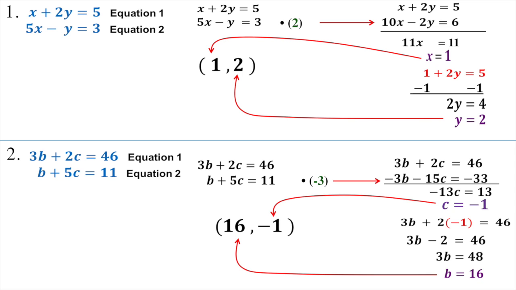Okay, check your answers here. Alright, now on these, we wanted to eliminate our y, so we multiplied the bottom equation, this equation number 2, by a multiple of 2. And that allowed me to eliminate my y's. Okay, so you should be pretty good on this at this point.